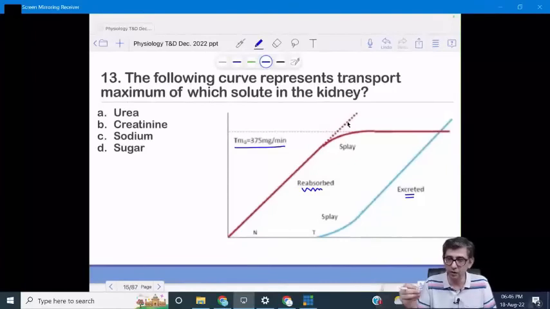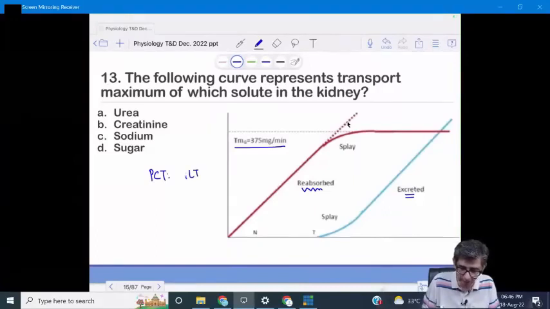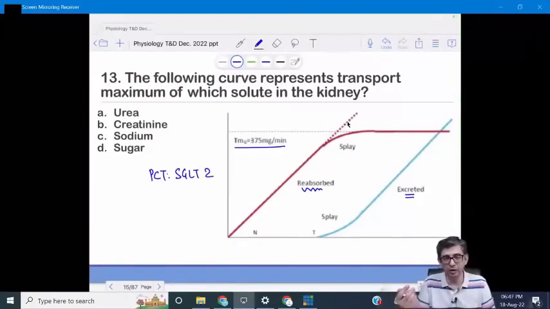No sugar, if blood sugar is high, sugar will start coming in the ultrafiltrate. But then the proximal convoluted tubule will have a transporter, and you know that PCT में एक transporter होता है जिसका नाम होता है SGLT2, and this will be responsible for reabsorption of sugar. There were two hints in this question.